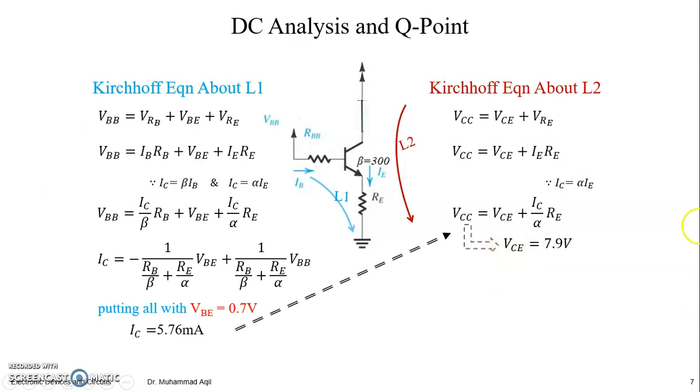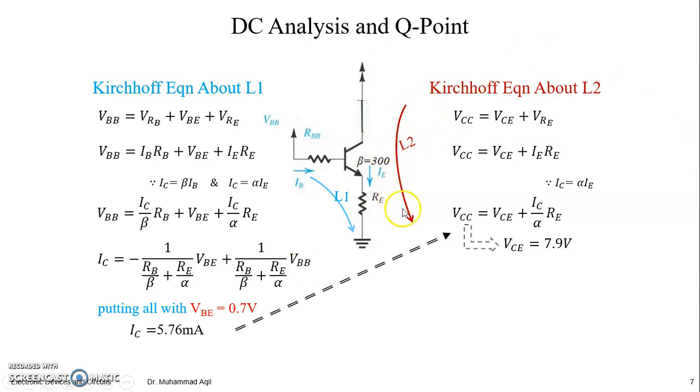To find the Q point, we have to write the equation of this loop L1 and this loop L2. L1 will be VBB = VRB + VBE + VRE. VRB will be IBRB, VRE will be IERE. By using these relations, we can replace IB by IC by beta and IE by IC by alpha. Then you have IC only. You can arrange it for IC and put VBE equal to 0.7. Then we will get IC equal to 5.76 milliampere, because this is an amplifier circuit, so we are taking VBE equal to 0.7.